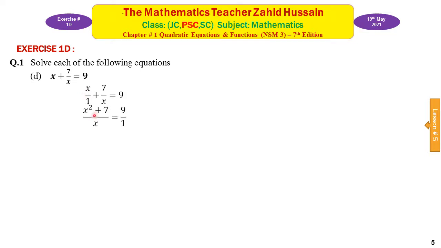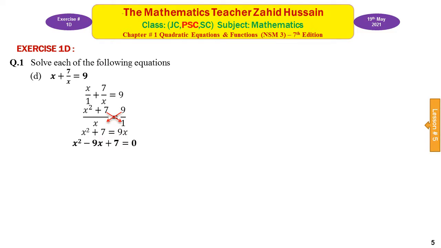LCM is x. x divided by 1 is x, and x multiplied with x is x square. x divided by x is 1 and 1 multiplied with 7 is 7. So x square plus 7 over x is one fraction on the left hand side, and 9 over 1 is one fraction on the right hand side. So to solve this we will cross multiply. x square plus 7 will be multiplied with 1 and 9 will be multiplied with x. So we will get an equation free of fractions.